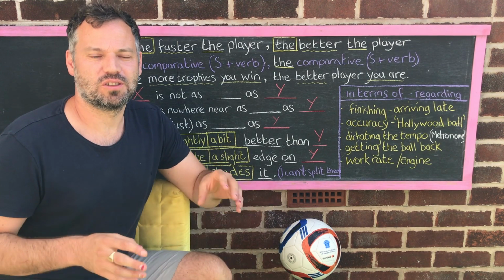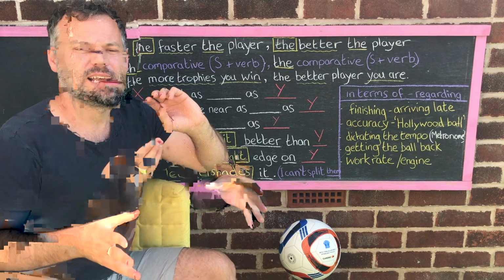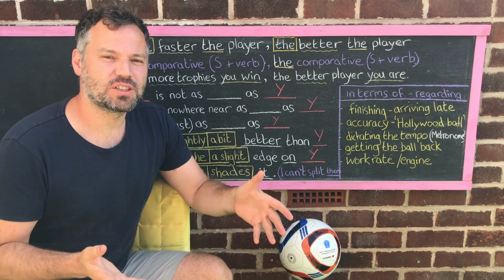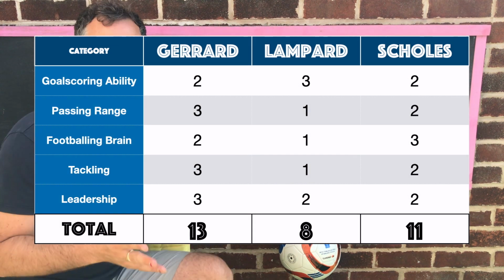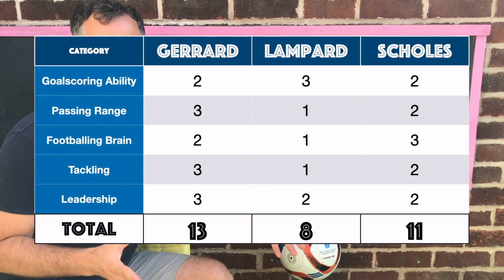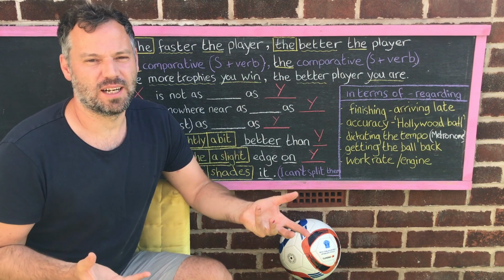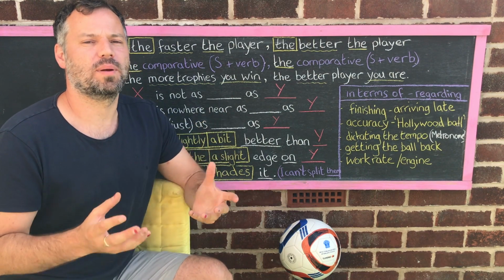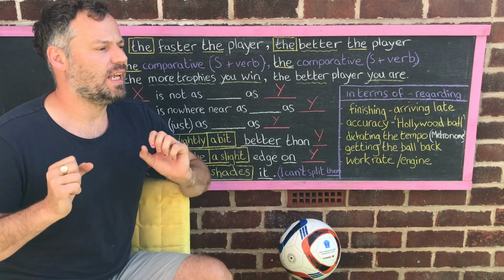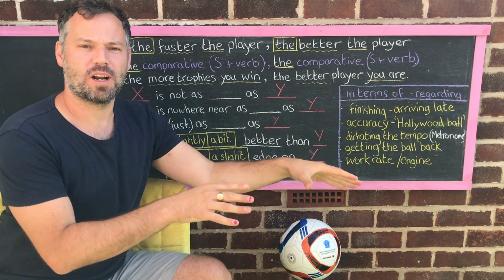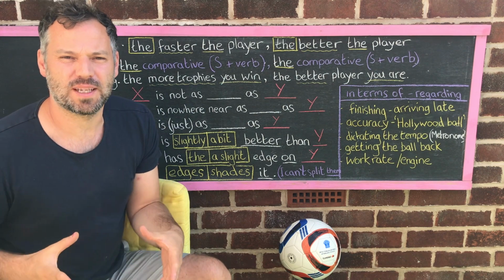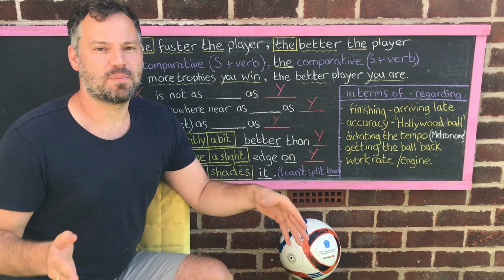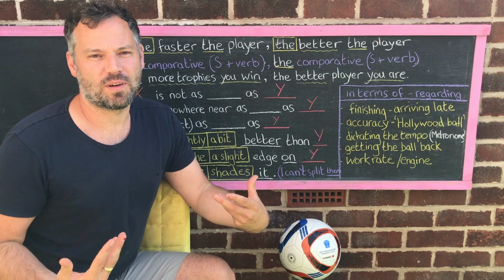Okay, so the totals are on the screen, and Frank Lampard has 8 points, Paul Scholes has 11 points, and Steven Gerrard has 13 points. And I think that's fair, really. I think Steven Gerrard was a more complete player than the other 2. He would smash you at one end of the pitch and then smash one into the net at the other end of the pitch. You could say that I am biased because I am a Liverpool fan.